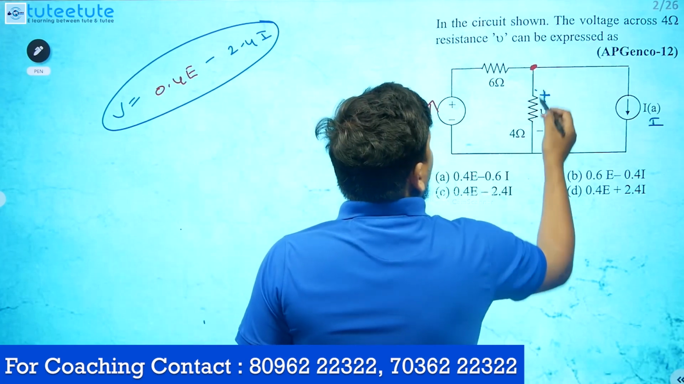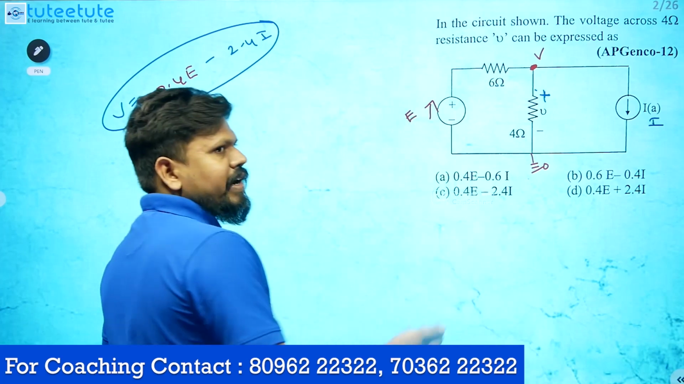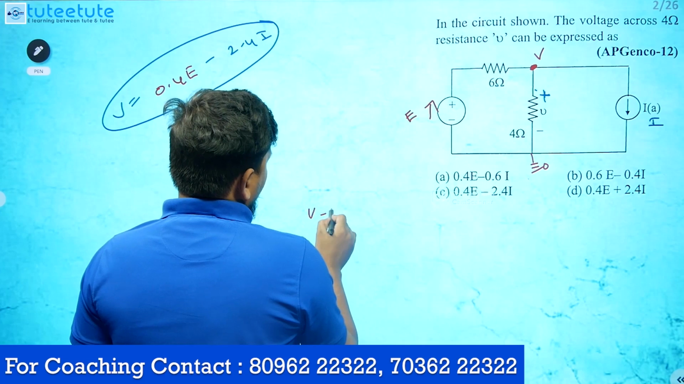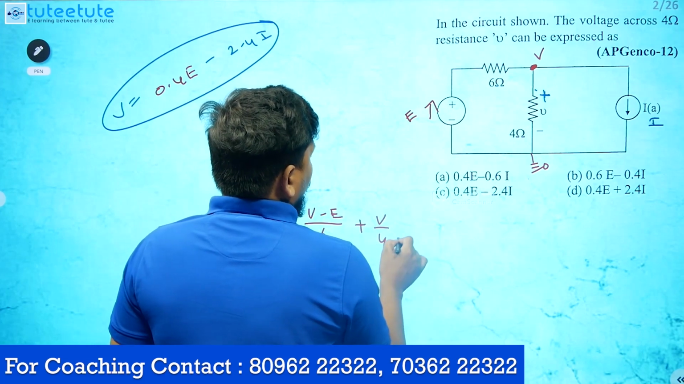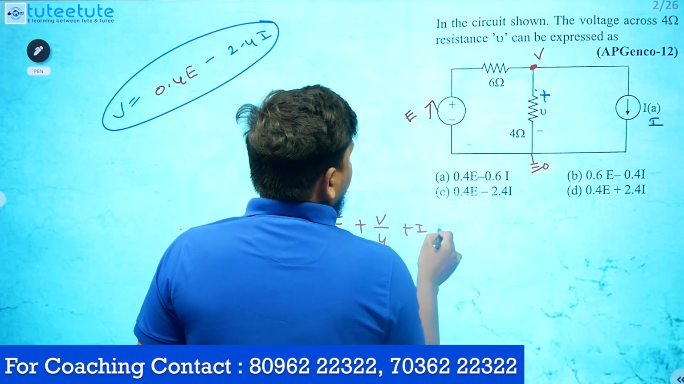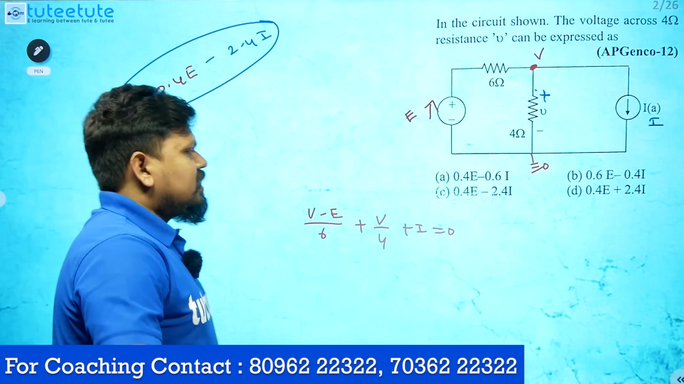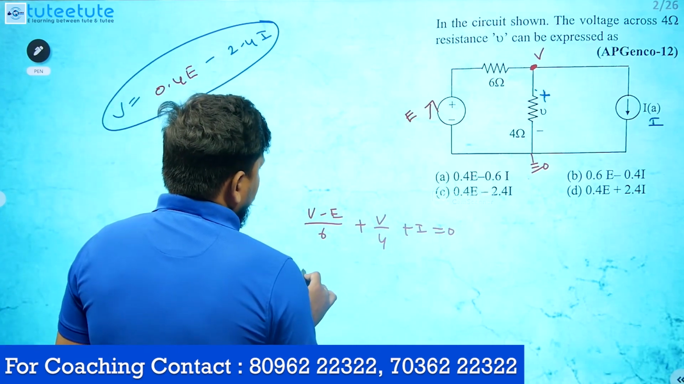See, nodal analysis means I will choose this one as the voltage V directly. This is the 0 volts. You can write down the nodal equation. V minus E minus 0 divided by 6. V minus E divided by 6, okay? Plus V by 4, okay? So plus I is equals to 0. That's it. Directly we'll get the V in this case. Okay, so what you want? You want V only.